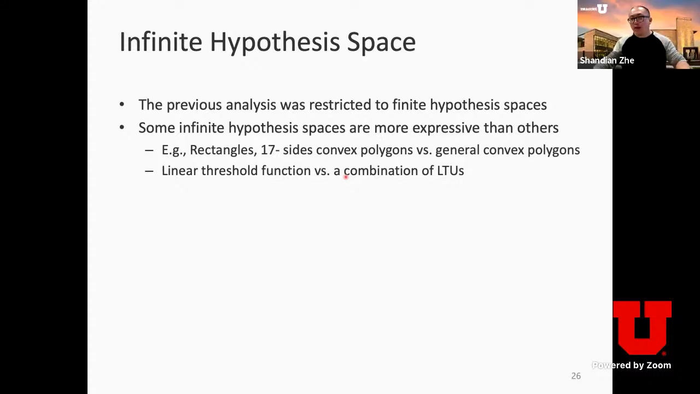And before that, we have actually intuitively compared the expressiveness of different hypothesis spaces. If you can recall, we discussed it in the last minute of the last lecture. Suppose we are given 3 infinite hypothesis spaces. One is rectangles, the other is 17-sided convex polygons, and the third one is general convex polygons. Which one do you believe is more expressive? Any idea?